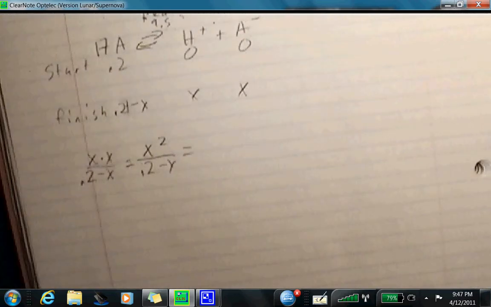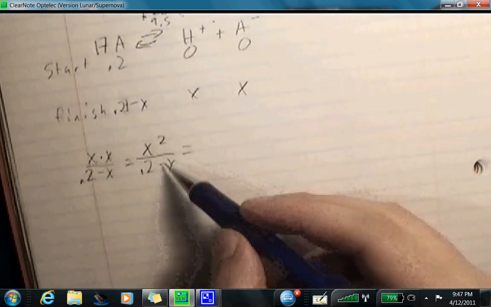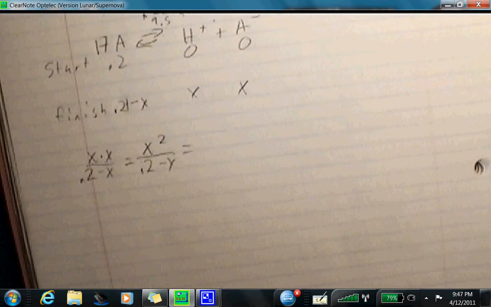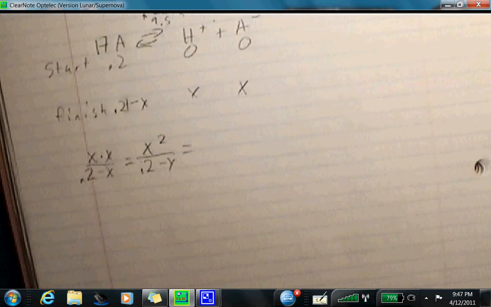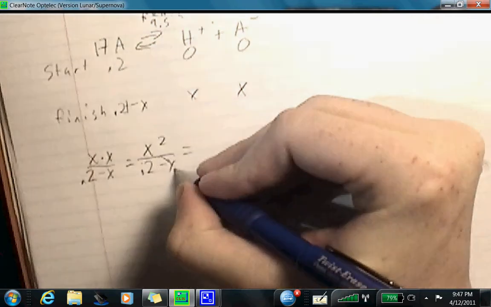One thing about this is that we can totally neglect our x in this sample. The reason we can do that is because the amount of x, or whatever we're solving for, is going to be very, very, very small, right? It's going to be a lot less than 5% of 0.2. So knowing that, we can actually disregard x.